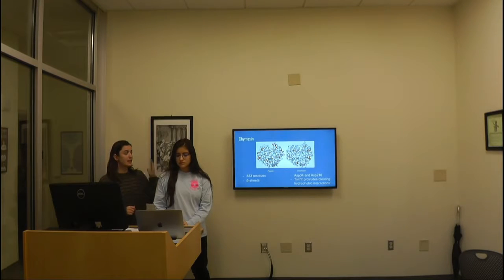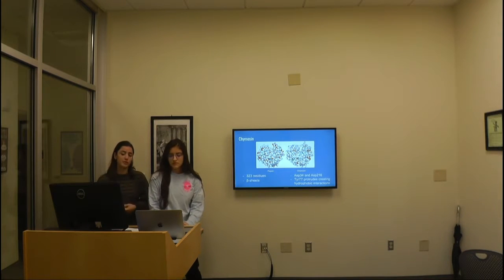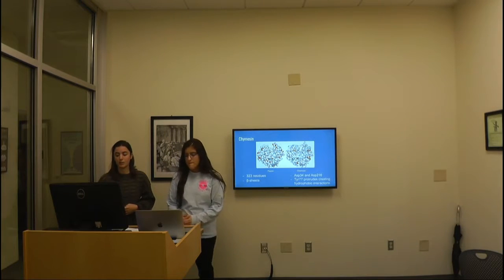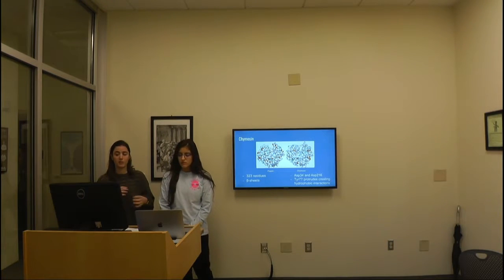So an enzyme that's very similar to pepsin is chymosin, also known as renin. There are 323 residues. It is mostly comprised of beta sheets. There are 2 aspartic residues that act as the catalytic sites at aspartic acid 34 and aspartic acid 216, and tyrosine 77 protrudes, creating hydrophobic interactions. A lot of those effects are very close and similar to that of pepsin. The main difference is where these two enzymes are found.